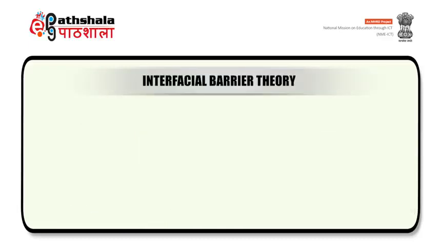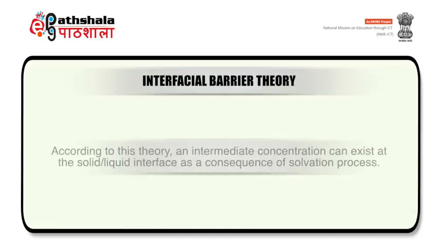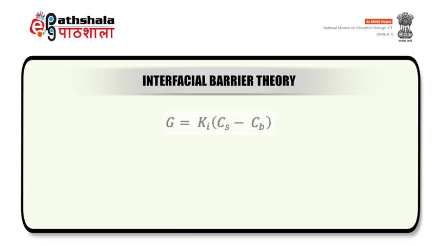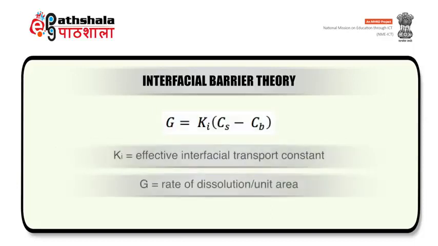The third theory is the interfacial barrier theory. According to this theory, an intermediate concentration can exist at the solid-liquid interface as a consequence of solvation process. In case of a crystal dissolution, an interfacial barrier exists for every phase of the crystal. This theory is clarified by the given equation, where Ki is the effective interfacial transport constant and G is the rate of dissolution per unit area.